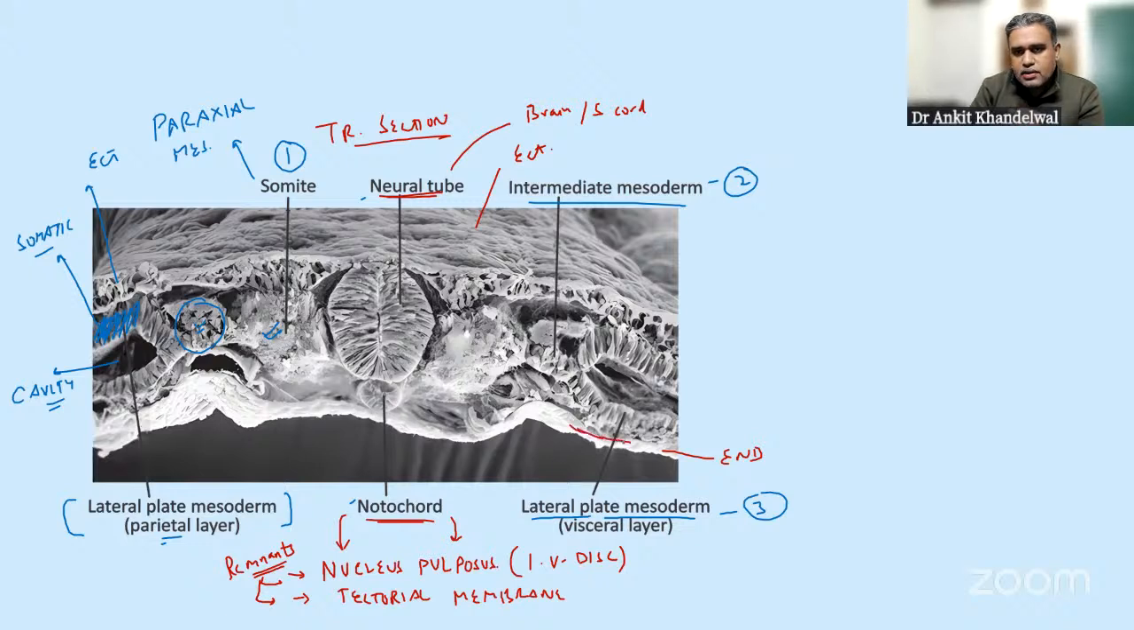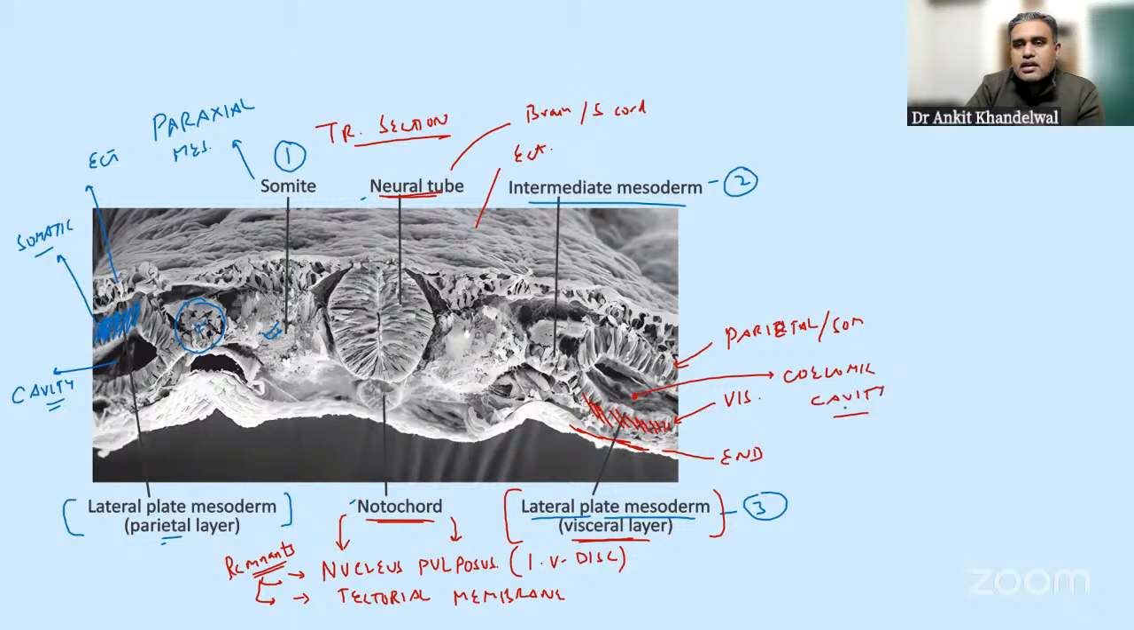This was the endoderm. So this part of the lateral plate, which is in contact with the endoderm, will be the visceral layer of lateral plate mesoderm. So there are two layers, one in touch with the ectoderm, one in touch with the endoderm. One is known as the parietal, or as I said, the somatic layer. The one in touch with endoderm is known as the visceral layer. And between them you have a cavity known as the coelomic cavity.